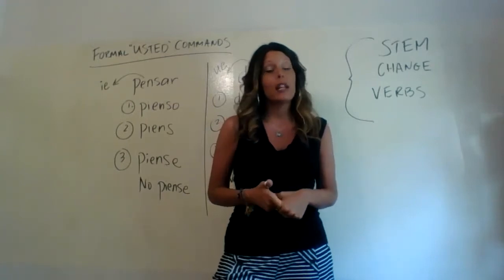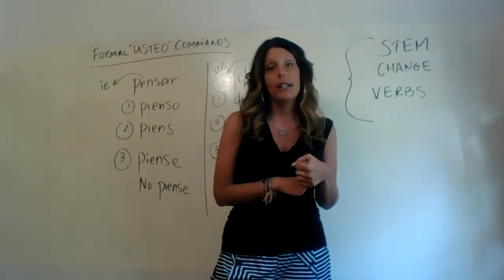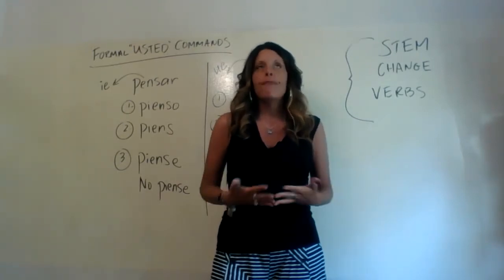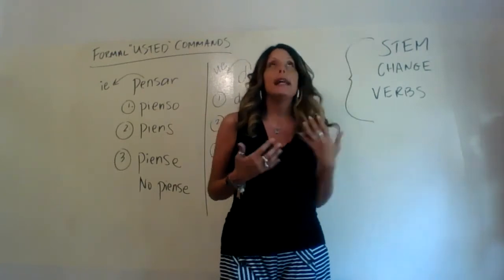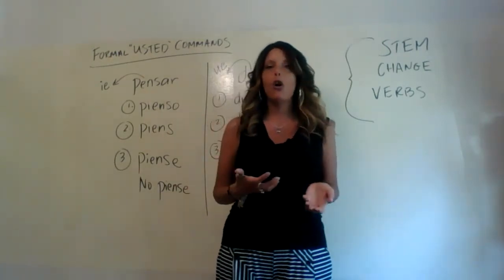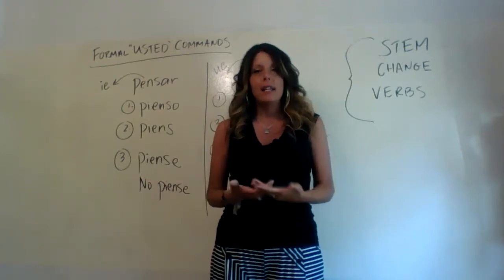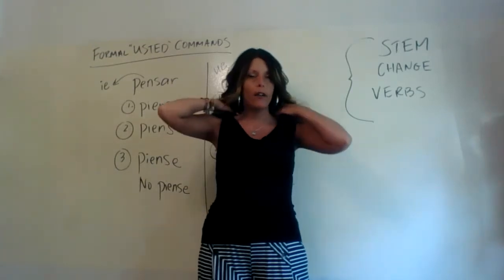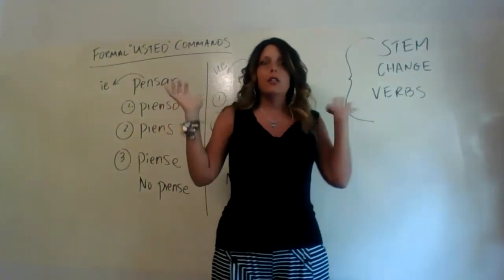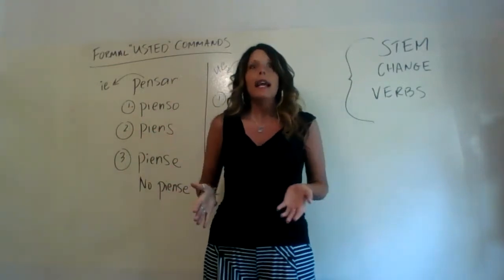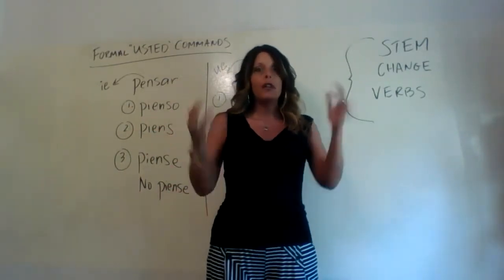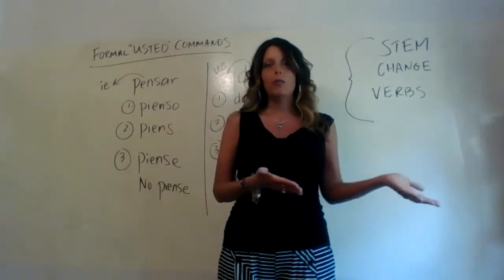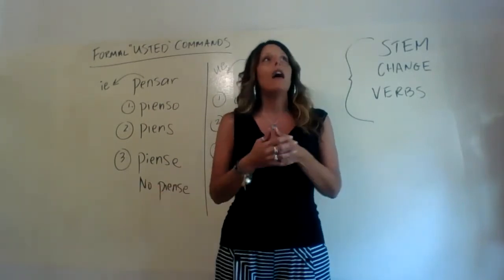So we still have formal usted commands. We're still going to be following our same rules. And now we just have stem change verbs. Many times students ask me, how am I supposed to know by looking at a verb if it is a stem change verb? And I have bad news for you. You can't. There is no way to look at a verb in its infinitive form and know just intrinsically. There's nothing that screams at us that says this is a stem change verb.